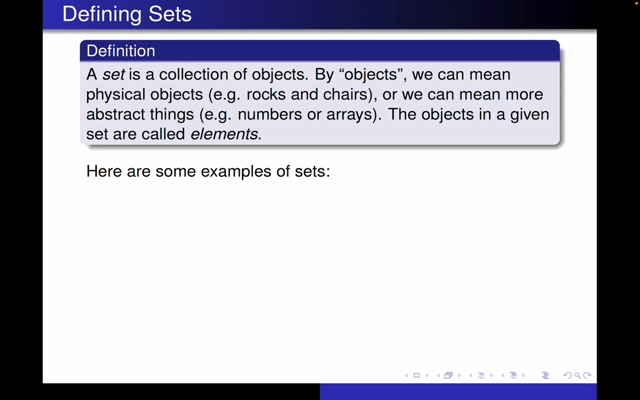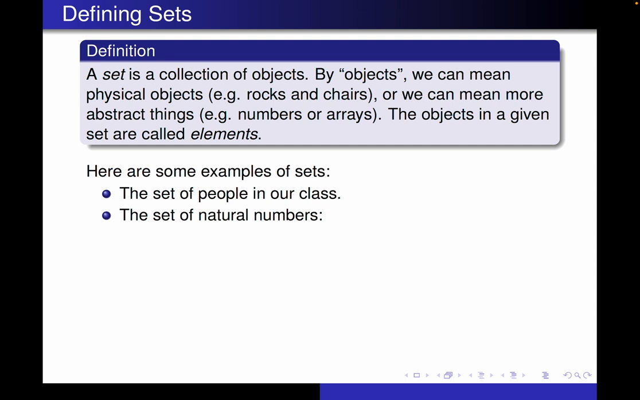So here are a couple of examples. First example, this is a set of, I guess you could call them objects, the set of people in our class. So that's more concrete. The set of natural numbers, that's a little bit more abstract. That includes all whole numbers starting with 0 and going on up.